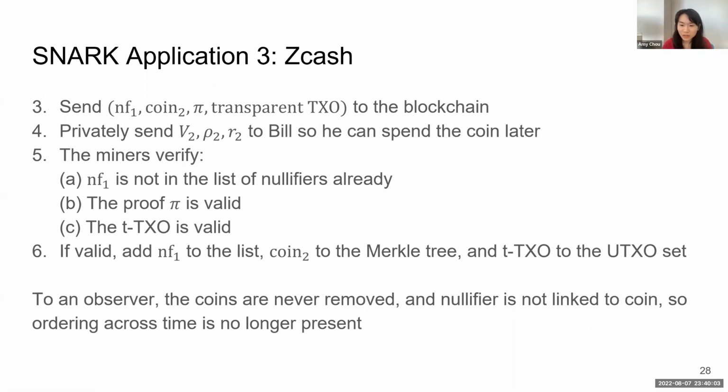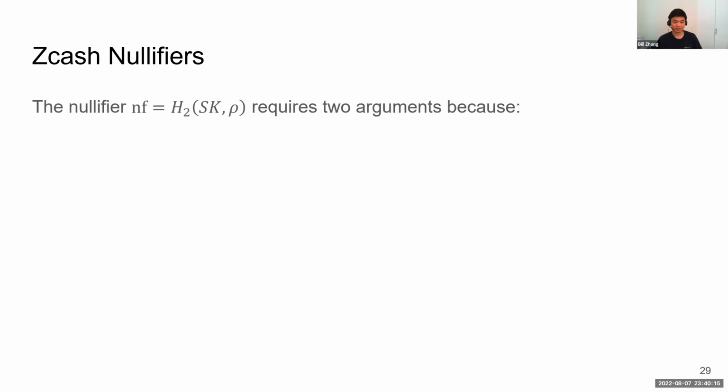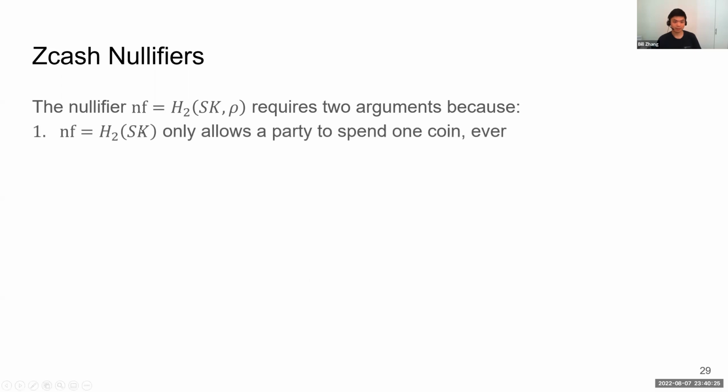Can you go over again why the nullifier is one-to-one with a transaction? Yes, so we're going to go over that now. Let's talk in depth about the nullifier. The nullifier that we've created using the second hash function needs these two arguments. Why does it need both the secret key and the randomness rho? First, the secret key is hashed so that it only allows one party to ever spend this coin. And in particular, it only allows whoever has the secret key corresponding to the public key used in the coin.